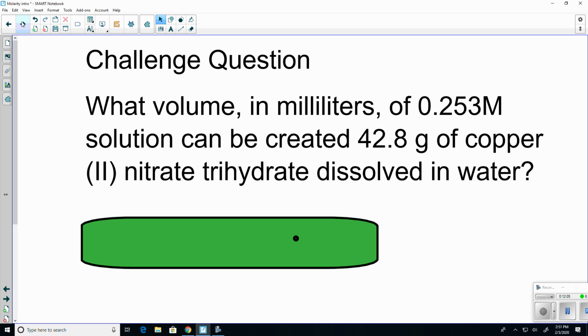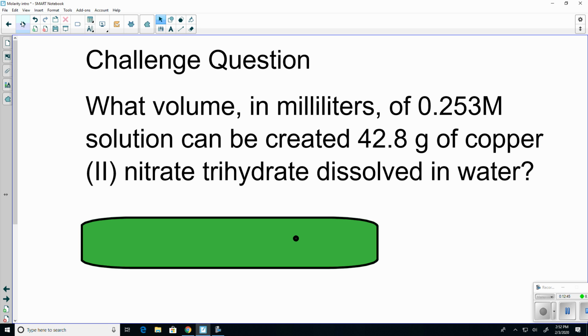Speaking of tricky, if there is time, and again, the substitute teacher will determine that based upon where we're at in class, so you have time for the quiz. The one type of problem that I did not have you try to solve for right now is one where you'd solve for the volume of the solution. And that's what this challenge question states. What volume in milliliters of 0.253 molar solution can be created using 42.8 grams of copper 2 nitrate trihydrate dissolved in water?